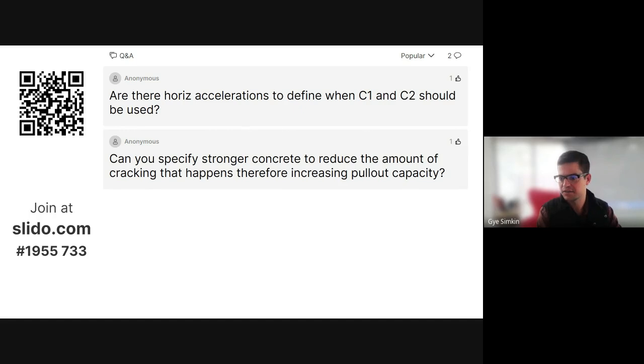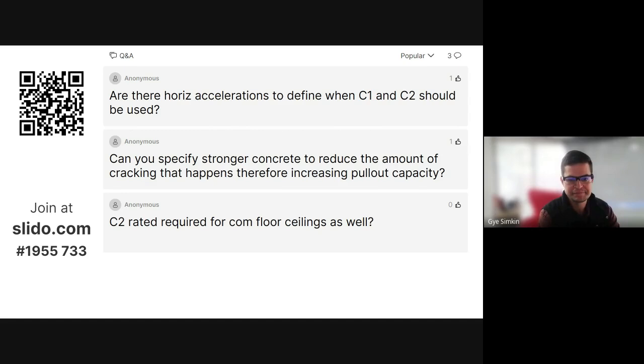So great question. It looks like we've still got people online. Here we go. Another question's popped in. Are C2 rated anchors required for com floor ceilings as well? That is a great one.